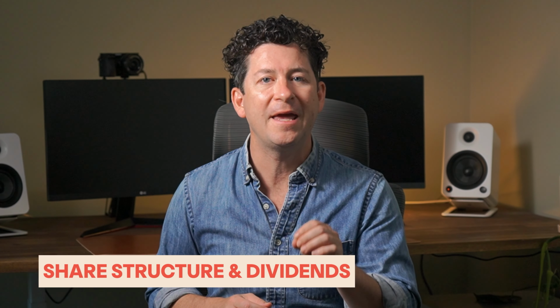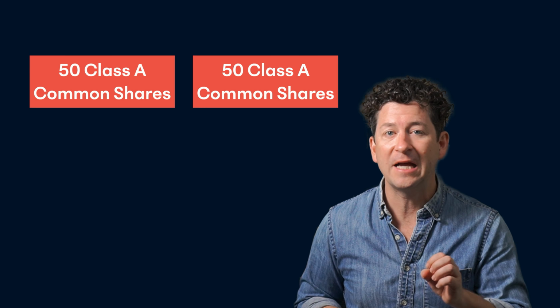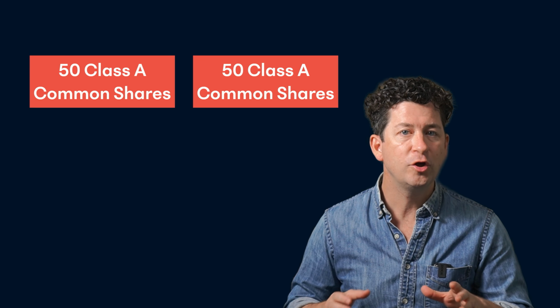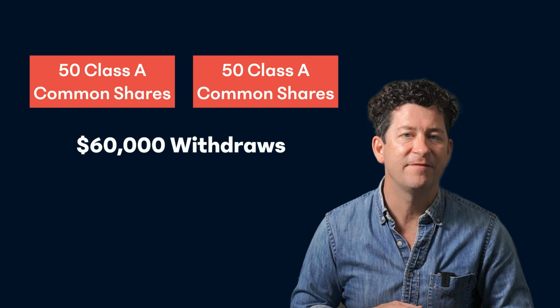Where share classification often becomes important from a tax perspective is when the company goes to pay out dividends. Dividends from a corporation are paid out to a specified share class in proportion to the ownership structure of that share class. This is an important concept, so let's look at a specific example. Imagine you and a spouse each own 50 Class A common shares. Over the year, you've withdrawn a total of $60,000 from the company and need to report this as dividend income.